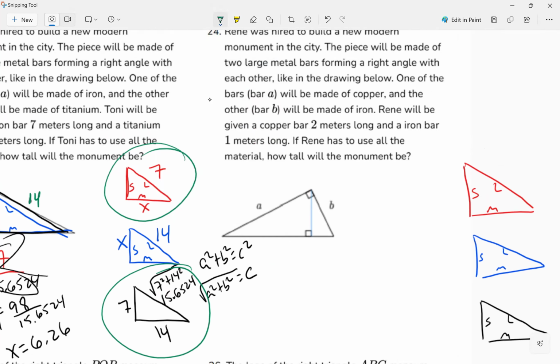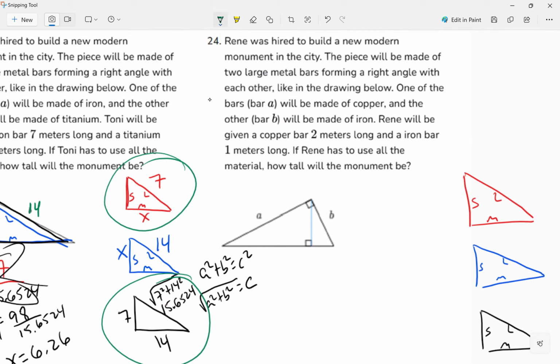Let me see, what do I know here? Renee was hired to build a new modern monument in the city. The monument will be made of two large metal bars forming a right angle with each other, like in the drawing below. One of the bars, which is bar A, will be made out of copper. Okay, A is copper. And B will be made out of iron. Renee will be given a copper bar of 2 meters. So the A is 2. And I'm going to say B is 1 because it says an iron bar of 1 meter.